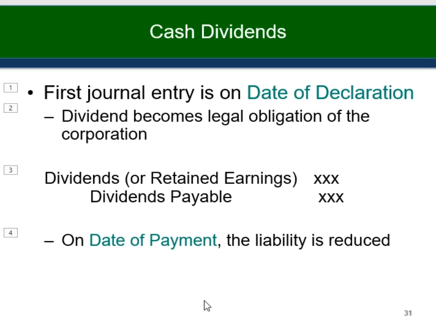So the first journal entry on the date of declaration, we debit dividends. Some firms just take it directly out of retained earnings, so debit directly to retained earnings. It would be the only debit on the list, so not hard to identify the dividends as a debit to retained earnings. And we would set up the dividends payable. On the date of payment, the liability is actually reduced by the payment of cash. So dividends payable gets debited and cash gets credited.